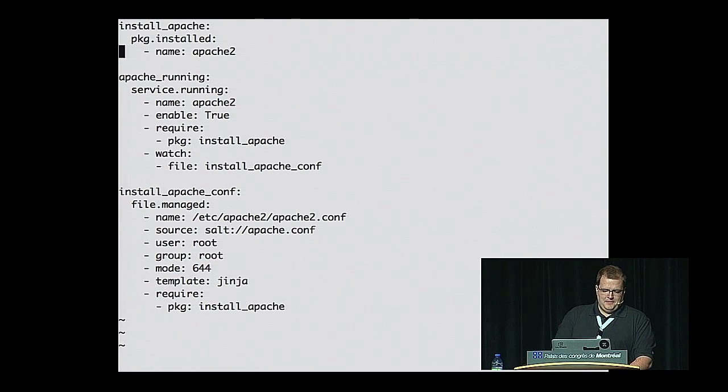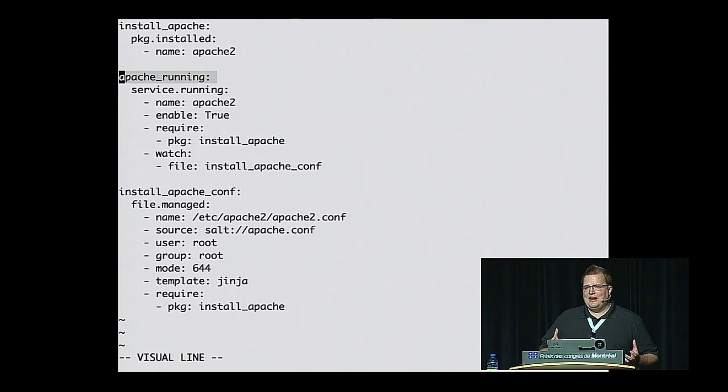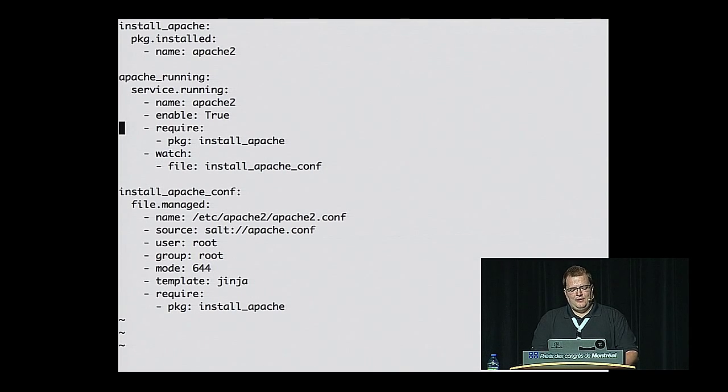The second state here is our service.running state. Again, Apache running, that's just a state ID. We can use whatever we want there, but it's useful to make it descriptive so that we know what's going on. So we want to make sure that the apache2 service is running. We want to also enable it so that it will run on startup. And then we have two special arguments, which we call requisites in Salt. And this allows us to create dependencies in our state tree. So for example, we require the package state install Apache.